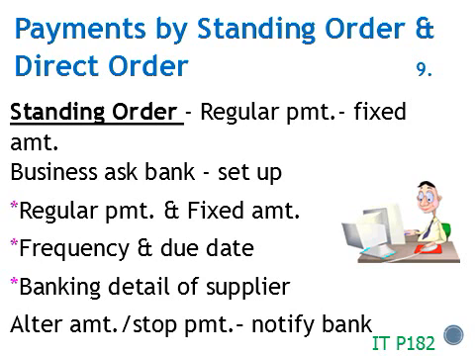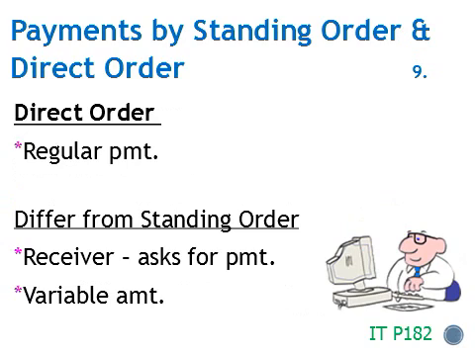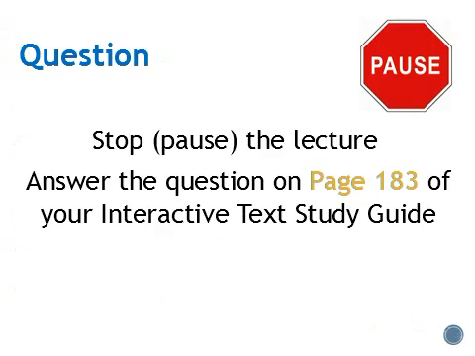If the business needs to alter the amount of the standing order or stop the payment, it must notify the bank in writing. A direct debit is a regular payment. It differs from a standing order in that the amount of a direct debit is varied, and that the receiver of the payment is the person to ask the bank to set up the direct debit. Stop the lecture. Answer the question on page 183 of your interactive text study guide.